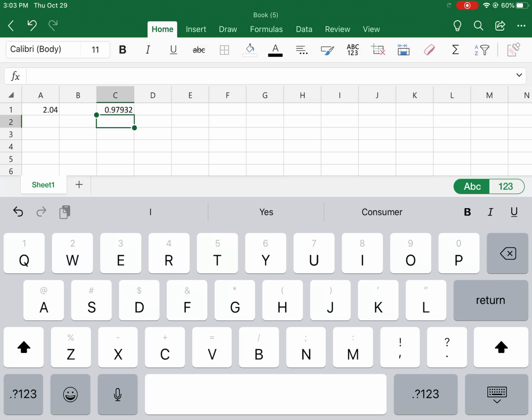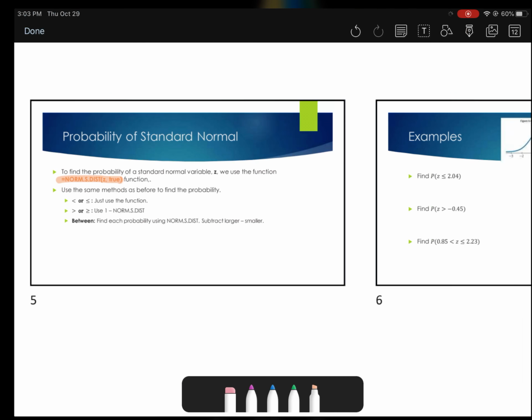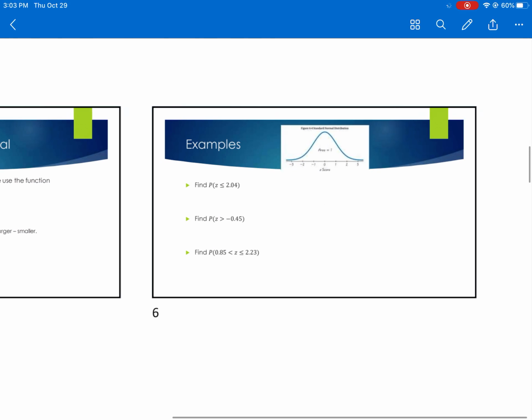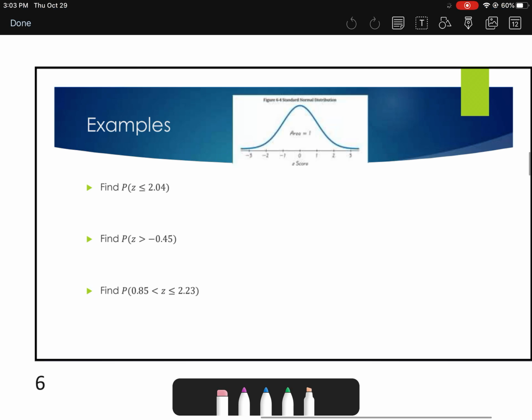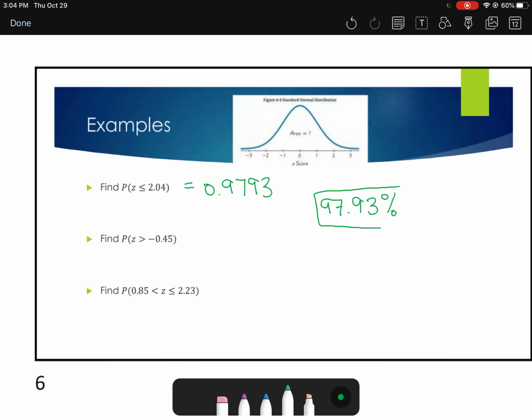And I have 0.97932. Again, I'm going to want to round to 4 decimal places. So that would be 0.9793. This is equal to 0.9793. And as a percent, it would be 97.93%.